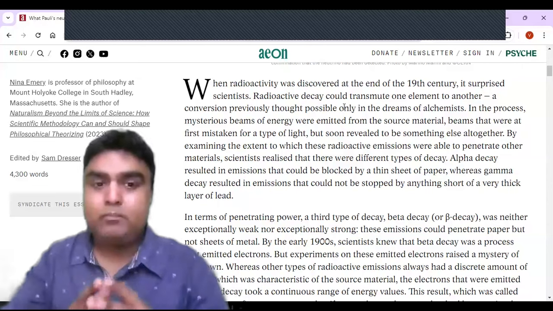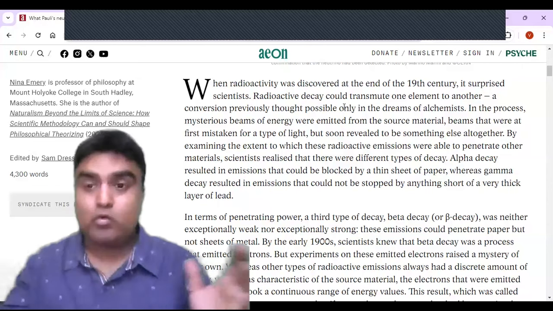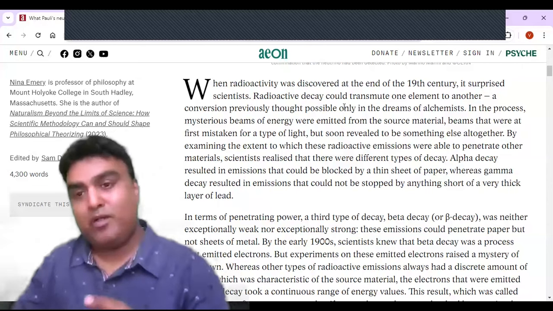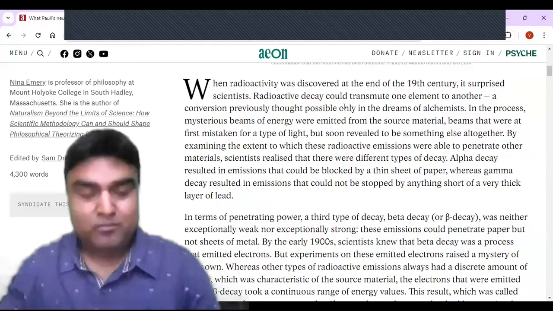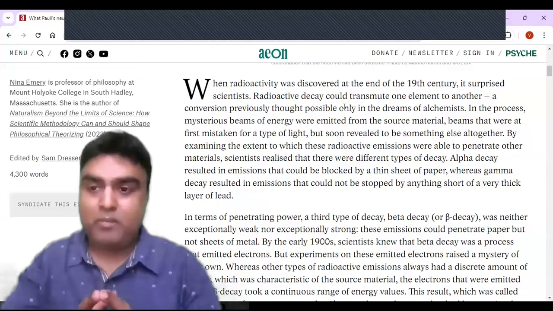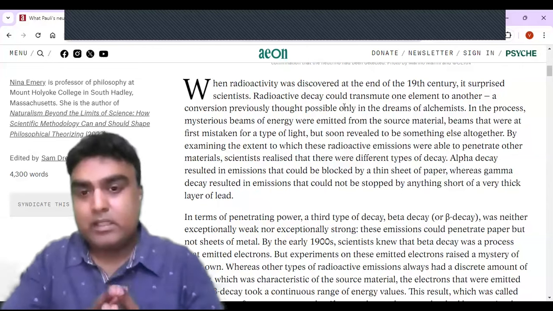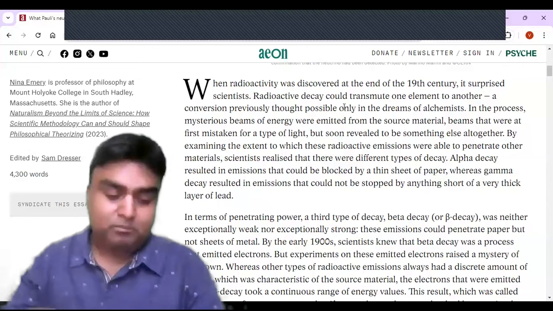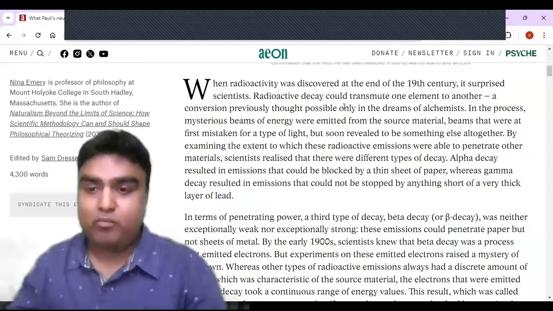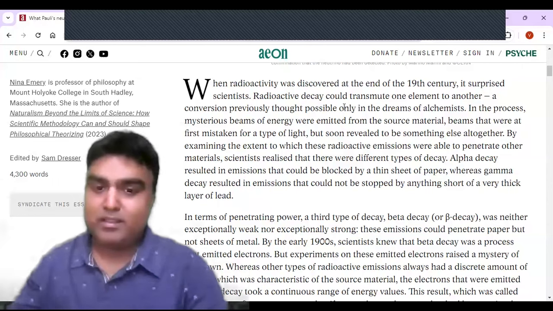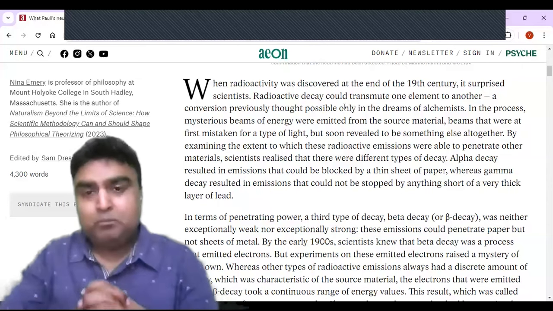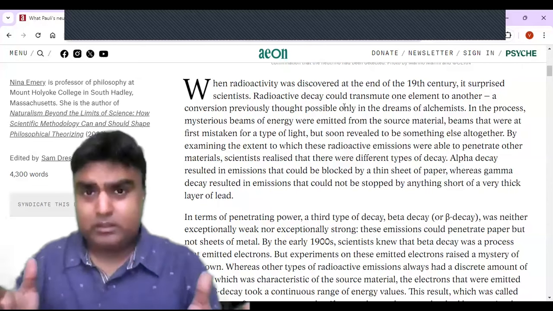of the passage. In the process, mysterious beams of energy were emitted from the source material. So beams that were at first taken for a type of light, but soon revealed to be something else altogether. Okay. By examining the extent to which those radioactive emissions were able to penetrate other materials, scientists realized that there were different types of decay. Okay. So alpha decay resulted in emission that could be blocked by a thin sheet of paper, whereas gamma decay resulted in emission that could be stopped by anything short of a very thick layer of lead, which is a metal. Now, there are many things which I'm not able to understand, let's say.